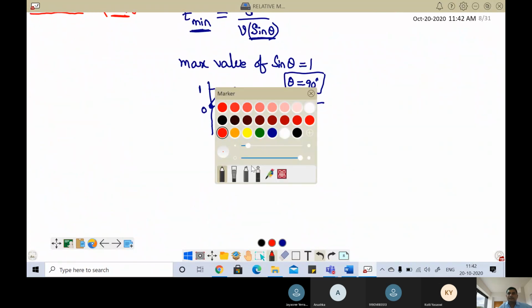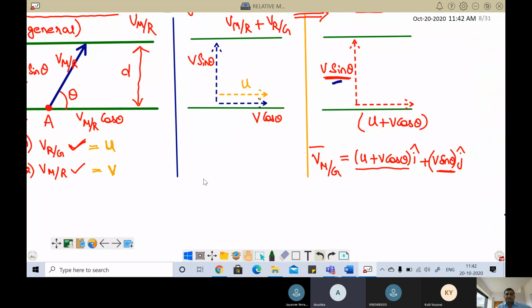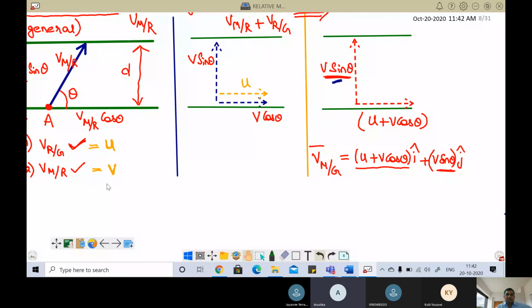Result number one, the first one. What is the minimum time now? How to calculate minimum time? What is the formula? D divided by V sine theta. Theta just now we got as 90, sine 90, so that means D by V. That's all. What is V? Velocity of man with respect to river. Correct.